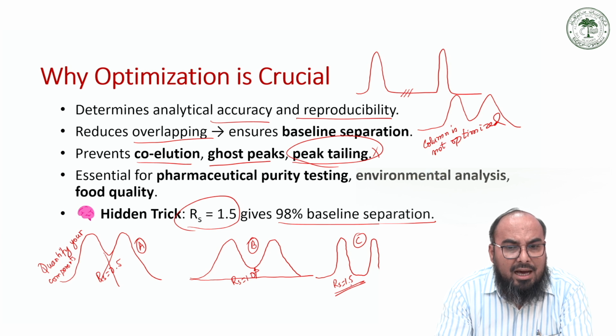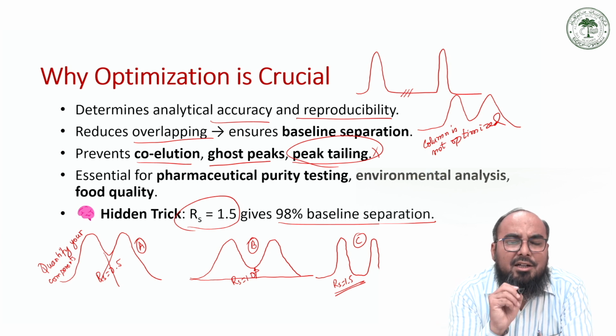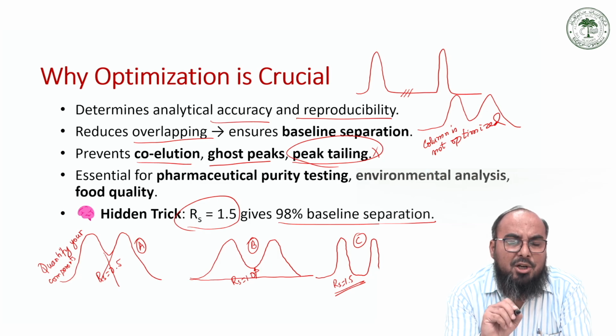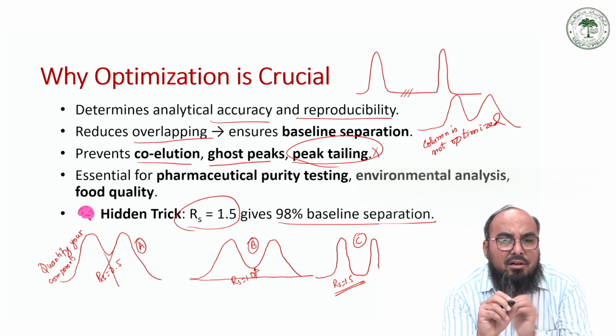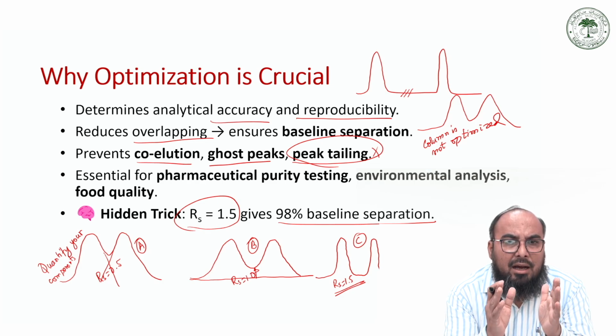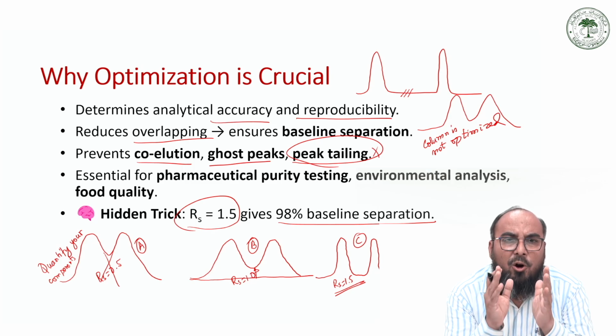idea, and this RS is a dimensionless quantity and it gives you an idea about the perfect separation, about the perfect distance between the two peaks. So greater the distance, greater will be separation, and the best the column performance, that means your column is actually optimized.